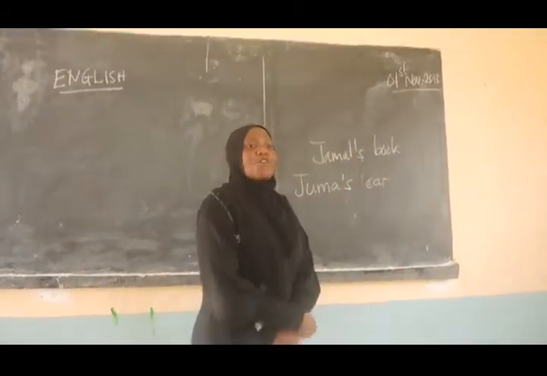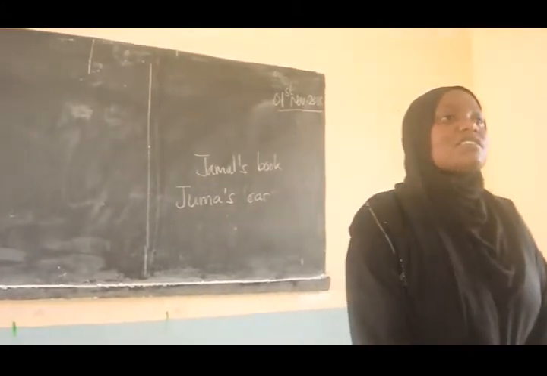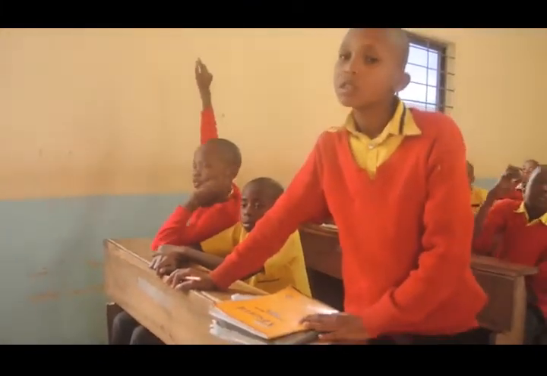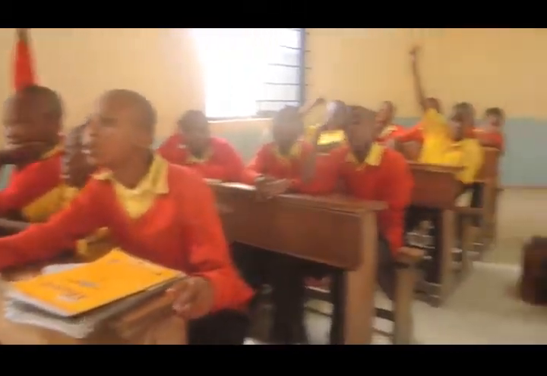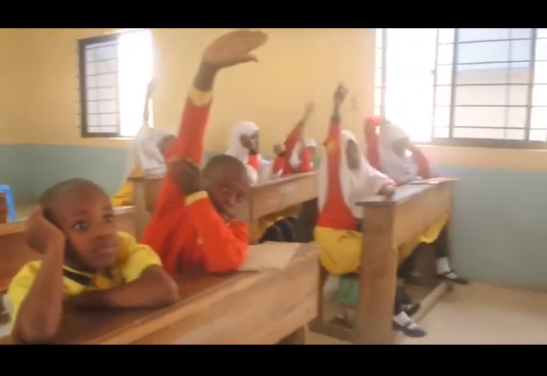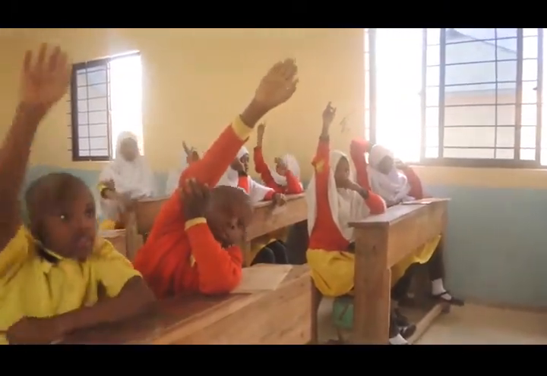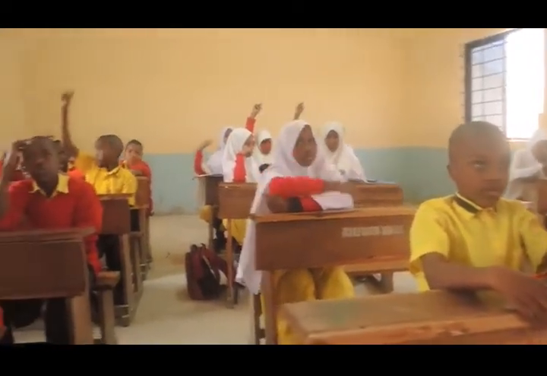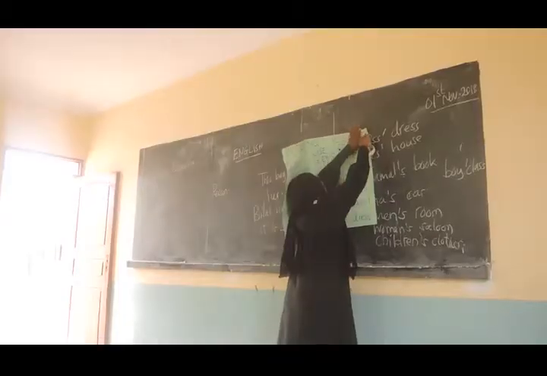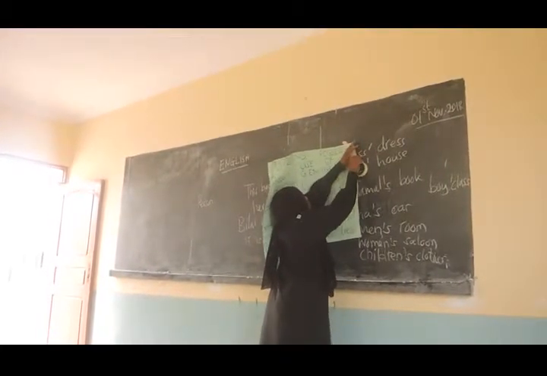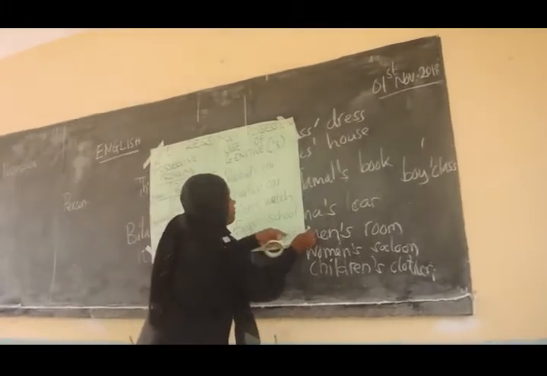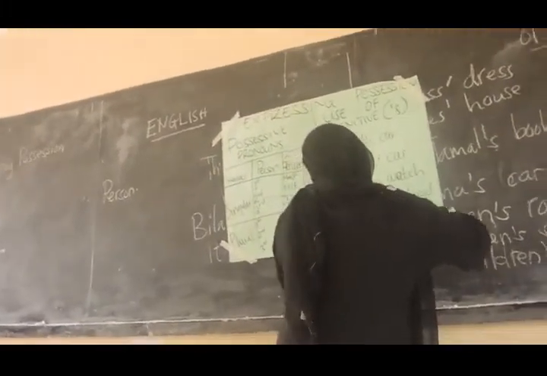For example, who can tell us which name is ending with S? Hussein? Actress. Another name? Actress is ending with S. Another name? Salhia? James. Very good, Salhia. So you are having James. So as we have discussed, we have two ways of showing possession.